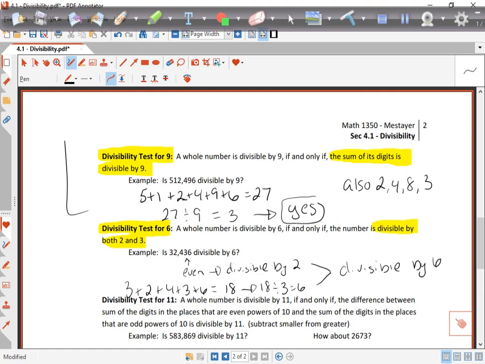Other numbers this is divisible by are 2, because it's even; 4, because 36 is divisible by 4; 3, which we found right here. It's also divisible by 9 because 18 is divisible by 9.